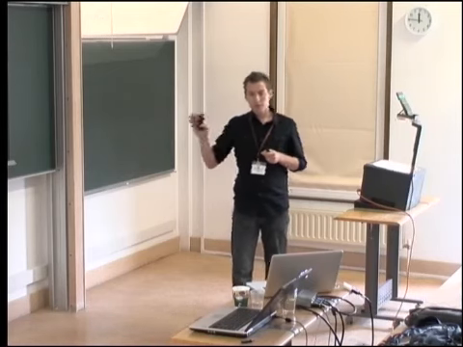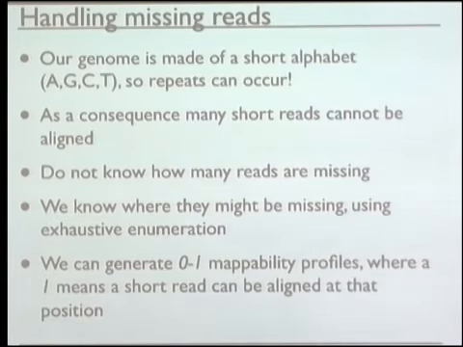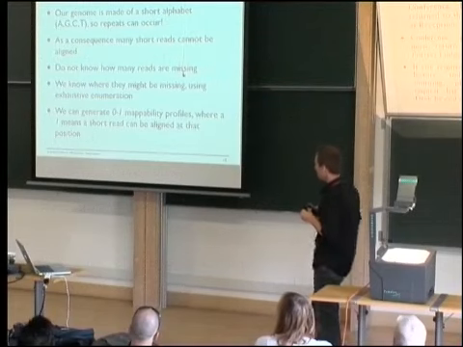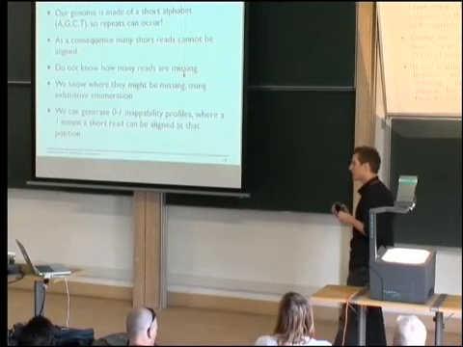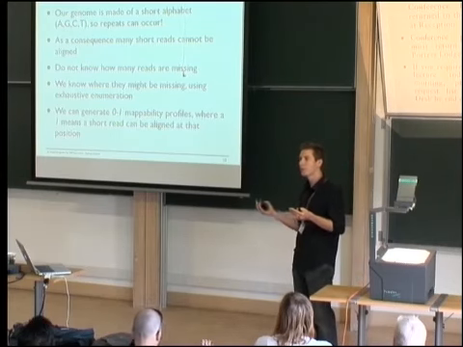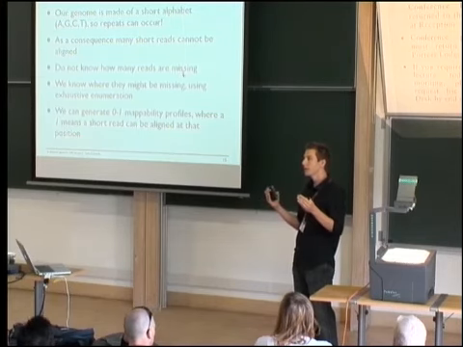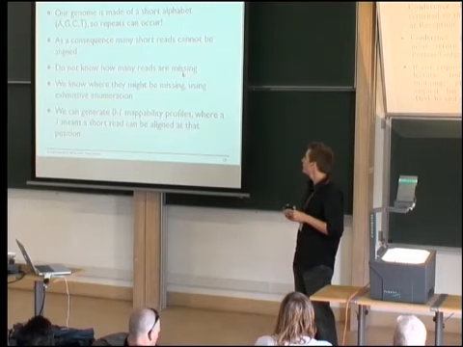Okay, so let's get to something that might be slightly more interesting: how do we handle the missing reads? We know that there are reads that are missing because they couldn't be uniquely aligned to the genome, but we don't know which reads are missing. However, we know where they might be missing because we know the reference genome, so we can scan the whole reference genome and try to guess where reads are missing because it's highly repetitive. This is what we do basically.